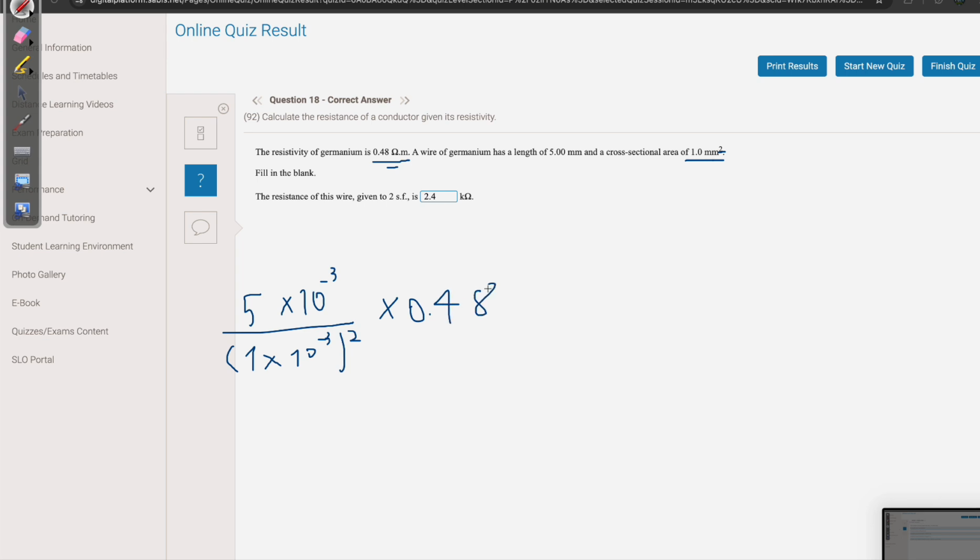And then we're gonna plug that into the calculator. So 5 times 10 to the power of negative 3 over, in brackets, 1 times 10 to the negative 3, all of that squared, and then times 0.48. That will give you 2400 ohms. But they want it in kilo ohms, so we divide by 1000 and we get 2.4.